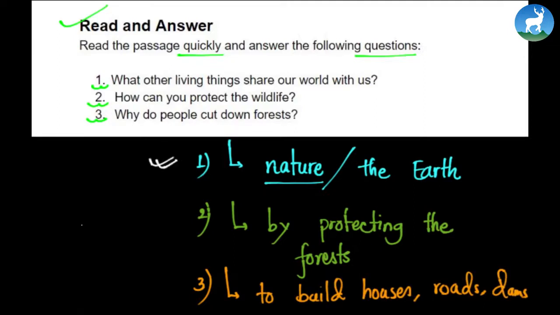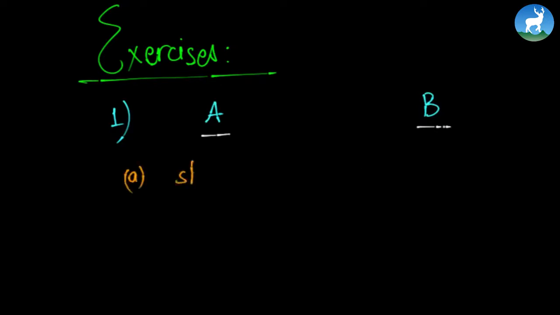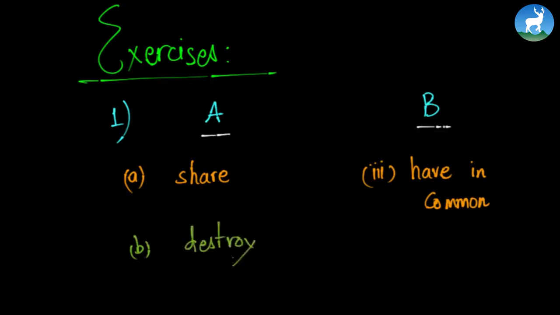Now, let's go and look at some of the questions from the comprehension section of the book. Now, we shall go to the exercise portion. The first exercise that we have is match the following, in which we are going to match column A with column B. The first word we have is share. And what does the word share mean? The answer is number 3, which is have in common. The next word, number B, is destroy. What does the word destroy mean? It means damage badly.